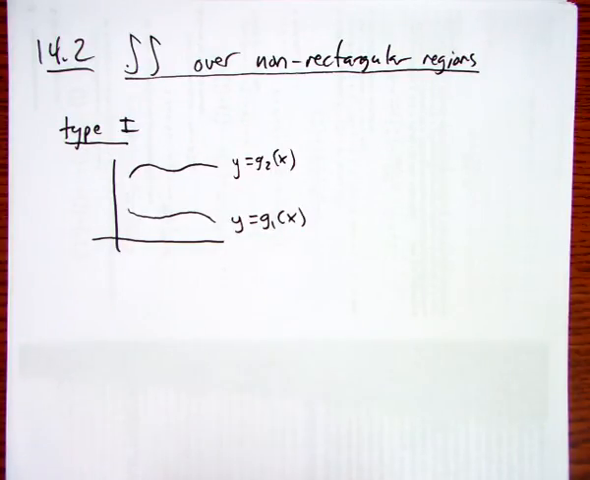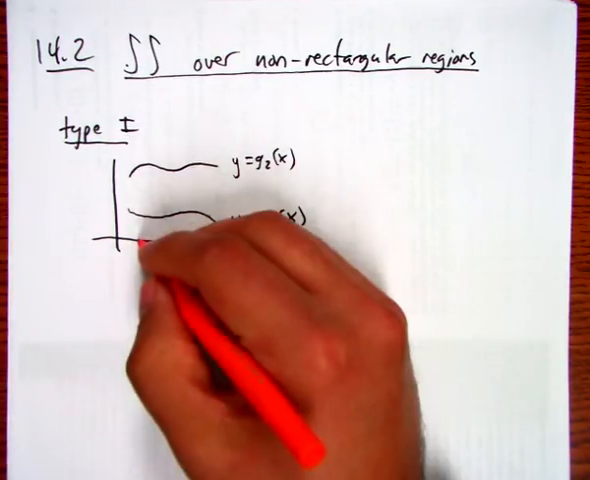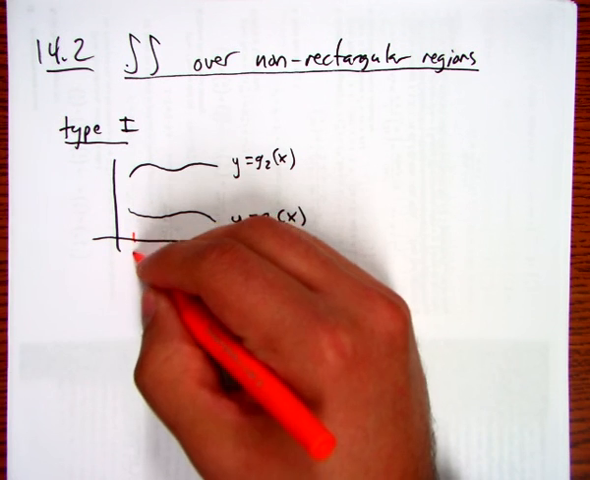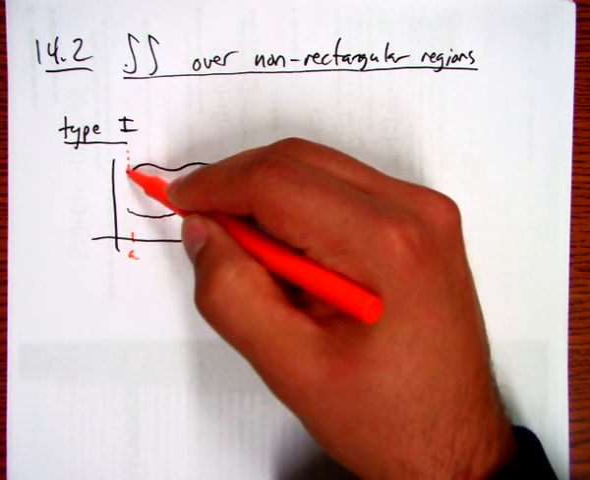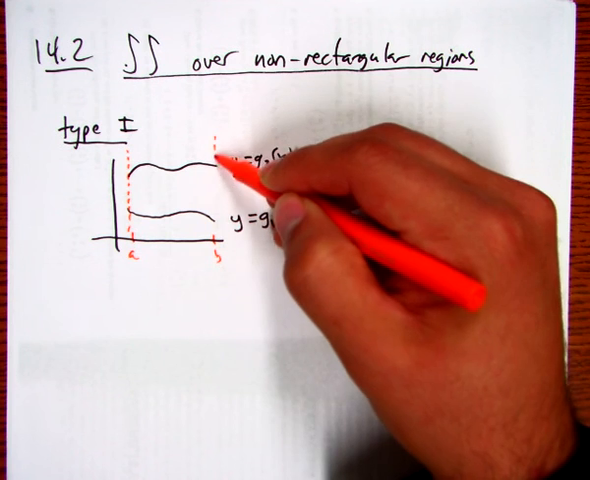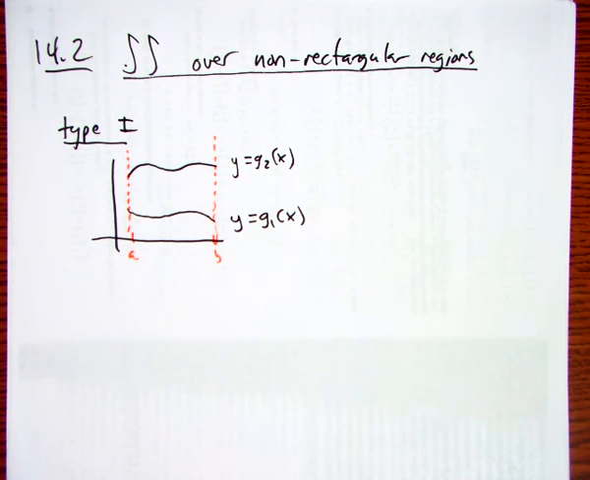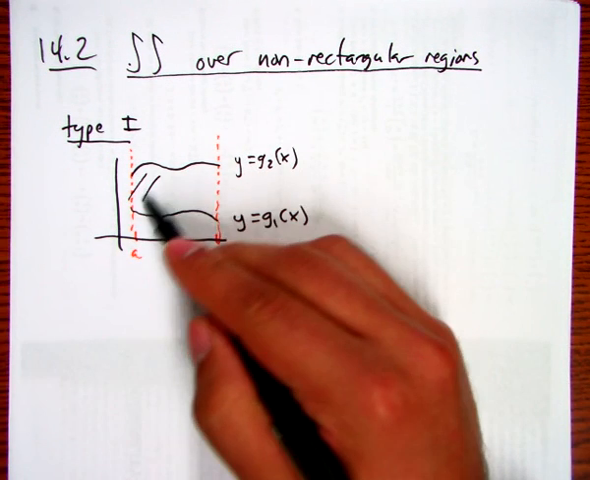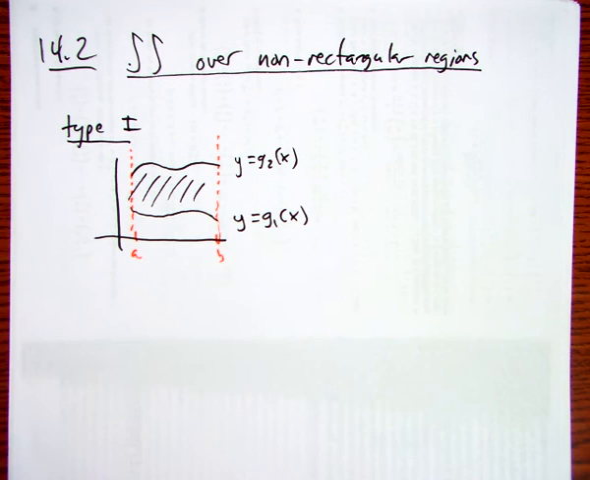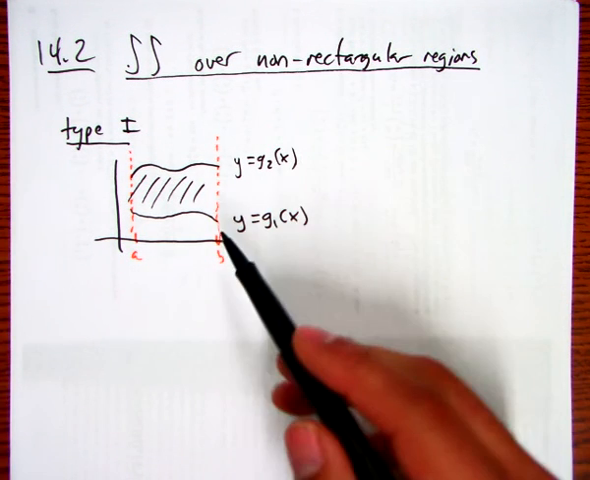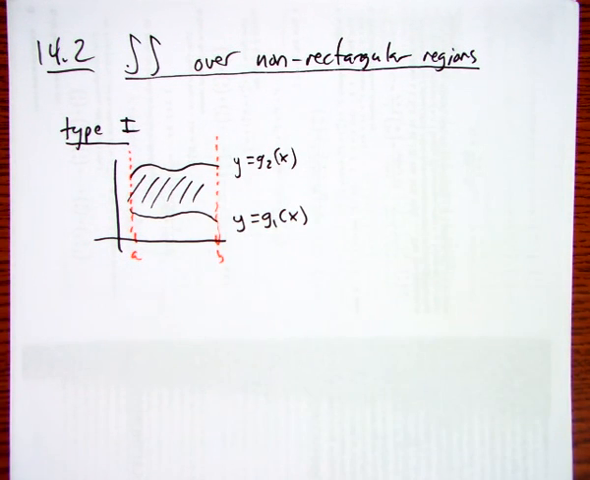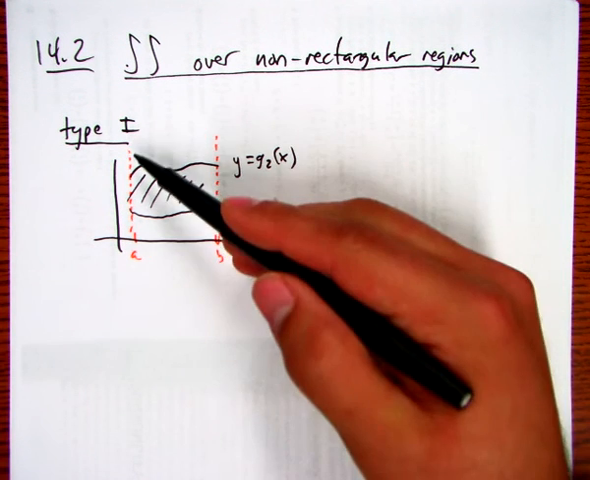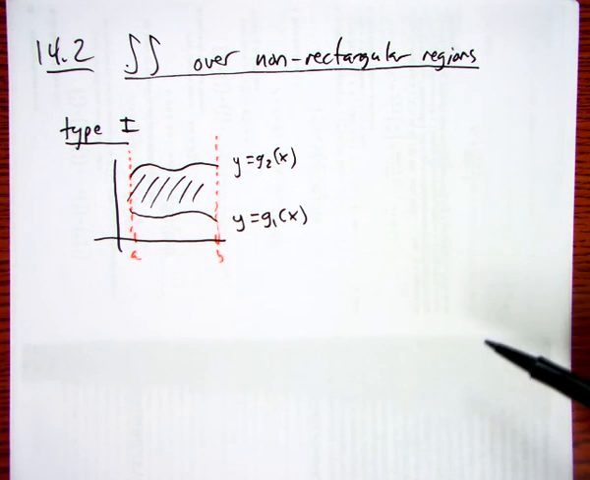And now, vertically, we say that there are lines that bound that region. So a type 1 region would be: underneath and above there's some sort of function, some sort of curve that is the boundary, but from left to right we have an actual line as the boundary. Okay?